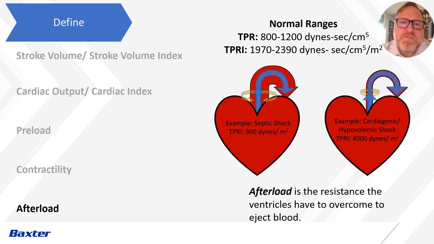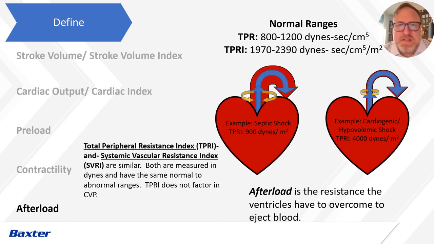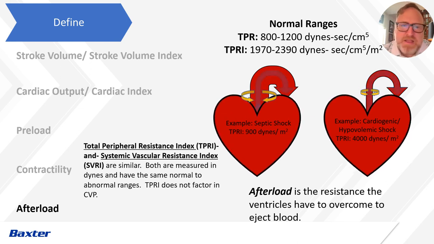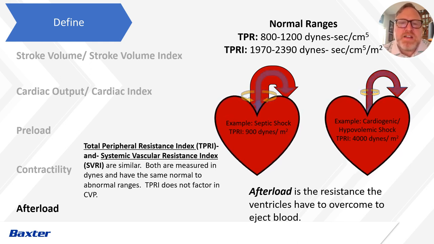Sorry, our normal range for total peripheral resistance on top is 800 to 1200 dynes per second per centimeters. Then we have TPRI. I like my index numbers. That's 1970 to 2390 dynes, right? And that's just factoring in the patient's body surface area again.